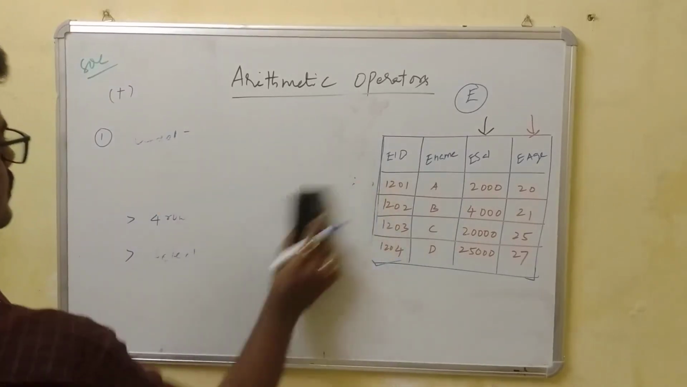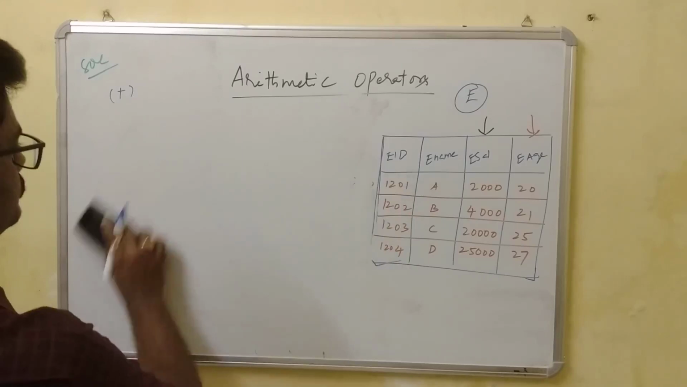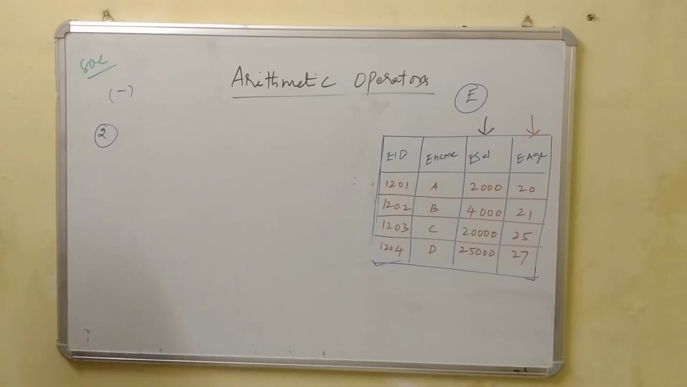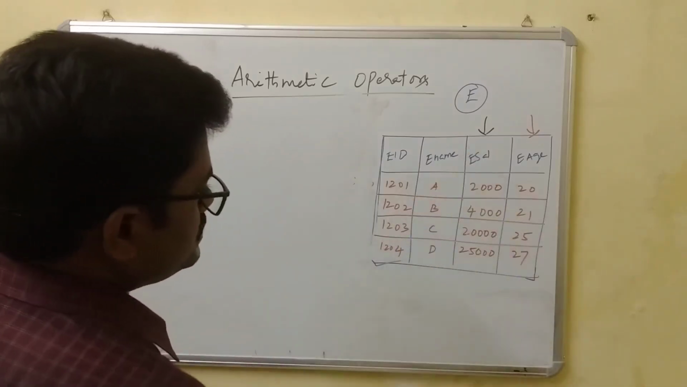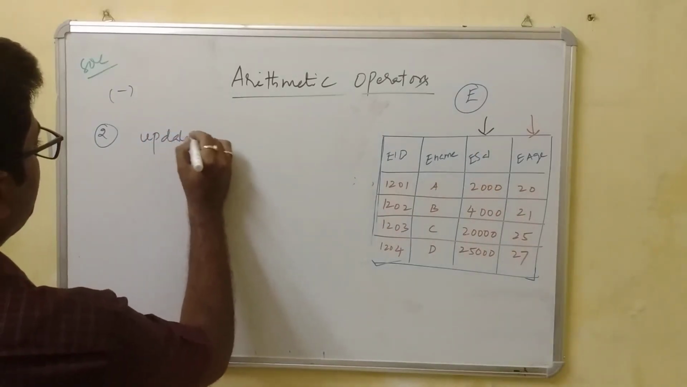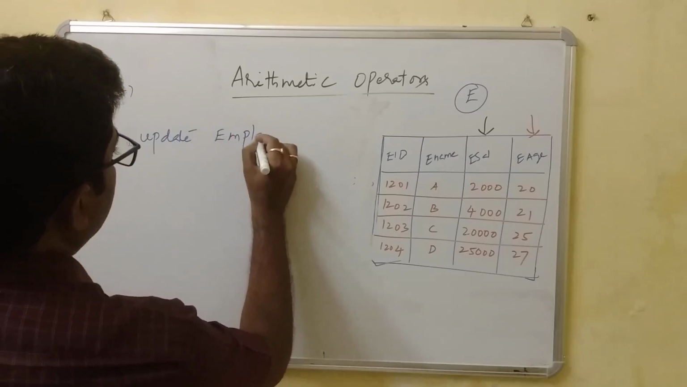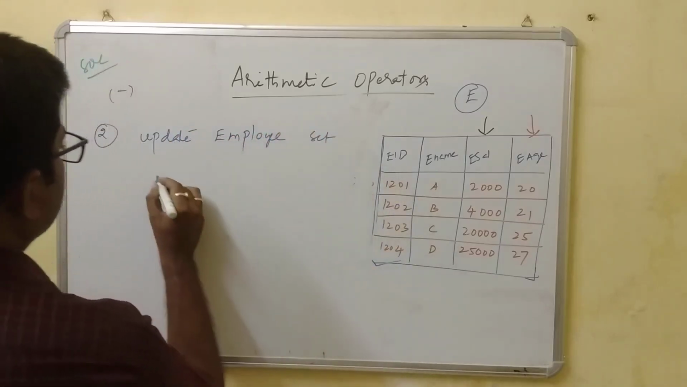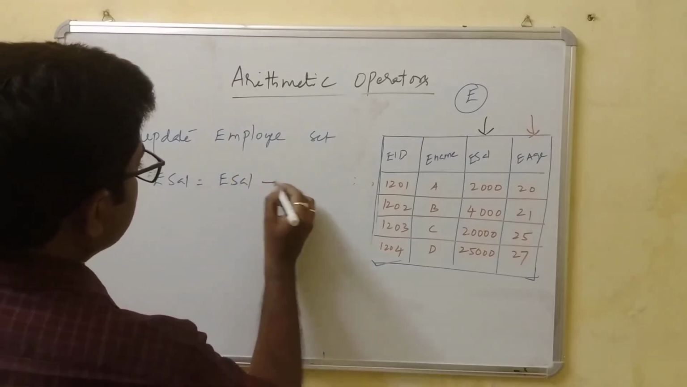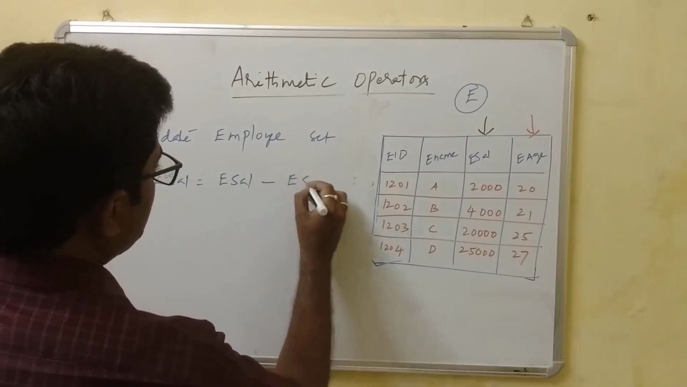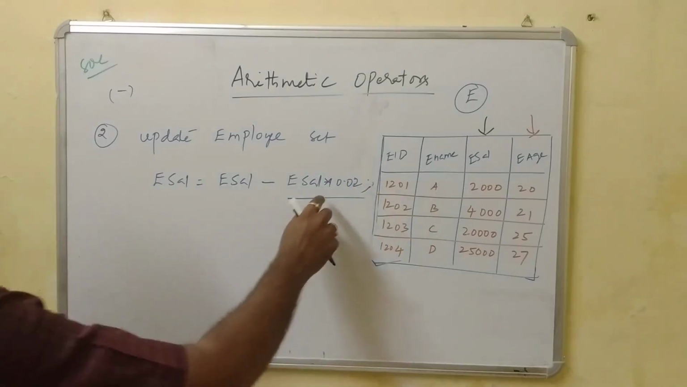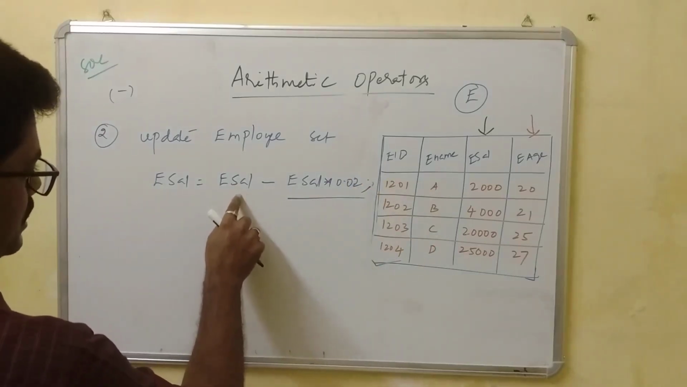Now similarly we can do the subtraction operation. For example, if you want to decrease the salary of the existing employees by 2%, how do you do it? Update employee set eSalary equal to the existing salary, from which we need to decrease it, that is salary into 0.02, this is the 2%. So we have to decrease 2% from the existing salary.